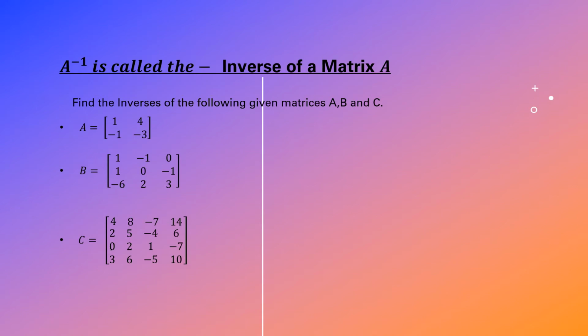Three matrices are given. A is a matrix of 2 by 2, that is, it has 2 rows and 2 columns. B is a square matrix of order 3. C is a square matrix of order 4. Usually, when you are trying to find the inverse matrix, we have to check whether it is a square matrix or not, because the inverse of a square matrix only will exist.